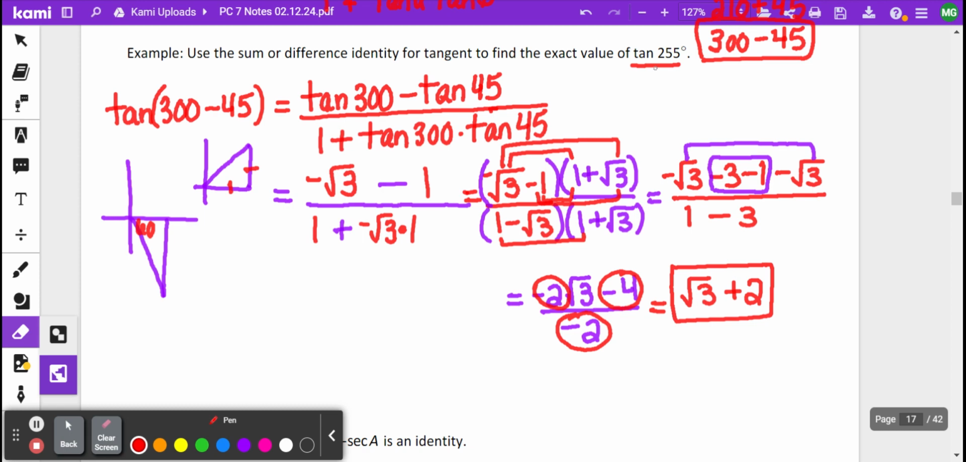Okay, so this formula is going to be a little bit more complicated just because you're going to have to rationalize sometimes and you're going to have to possibly FOIL some things out, but we're good at that. We know how to do that.